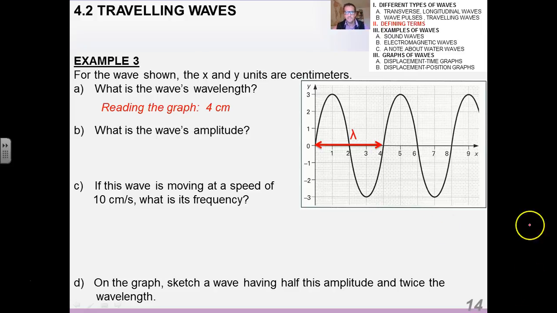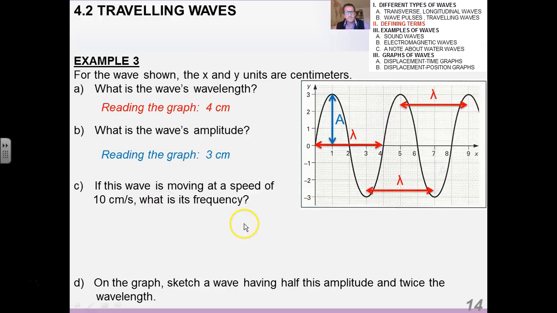You just measure the distance between two repeating points, either crest to crest or trough to trough. In this case, I found it easy to do from this equilibrium position to this equilibrium position. That's 4 centimeters. And however you choose to measure the wavelength is up to you. The wave's amplitude, if you just read the graph, is 3 centimeters. And of course, you can measure any peak or any trough, they're going to be the same.